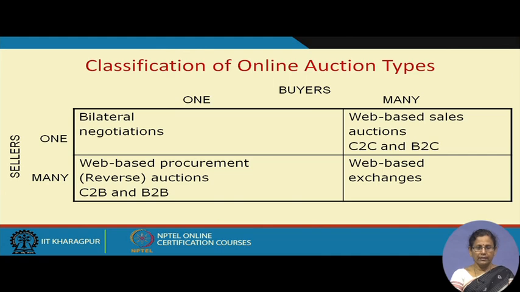Similarly, if you have many sellers and one buyer, it is a web based procurement setting where we call it reverse auction. It can be of C2B or it can be B2B. Many sellers who are general, I mean they are not business sellers, can be interacting with a single business buyer. Similarly, two business houses may interact. Then you have web based exchanges.